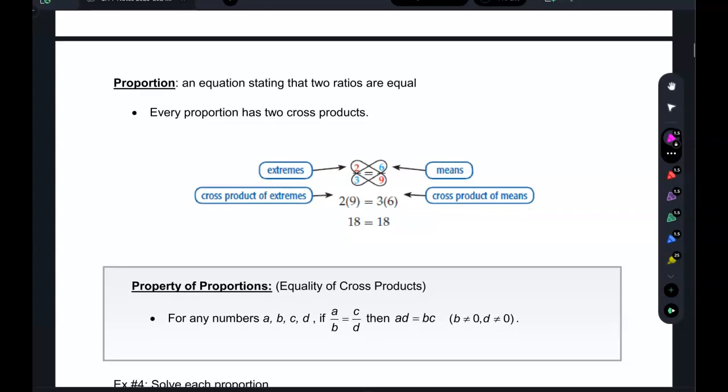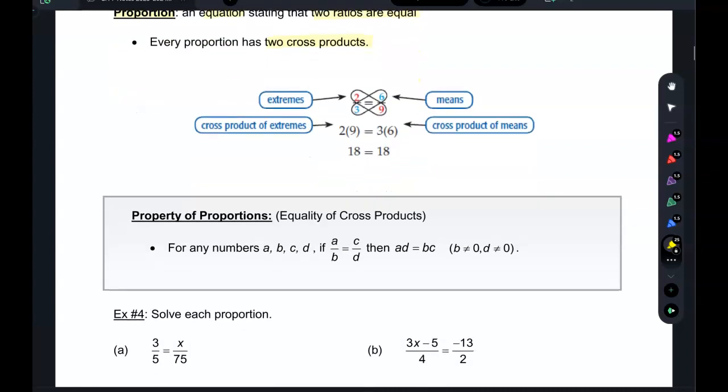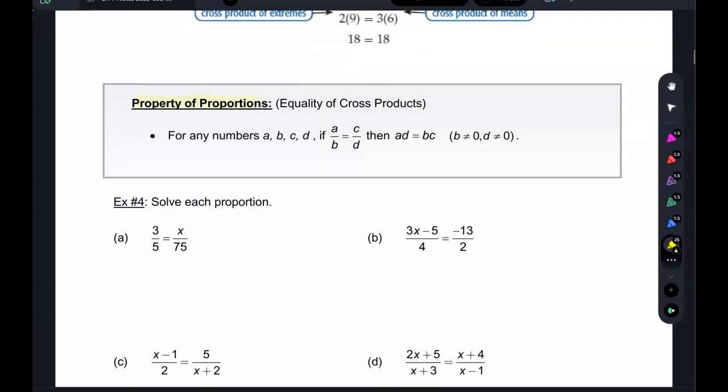Okay, those are ratios. Now we're going to turn it over to proportions. Proportions are basically an equation where two ratios are equal. And sometimes we're missing a measurement, so we have to do what are called cross products, or you might know it as cross multiplication. Okay, so we're going to jump down here. Property of proportions: if you have A over B equals C over D, we get to cross multiply. So we have AD equals B times C.